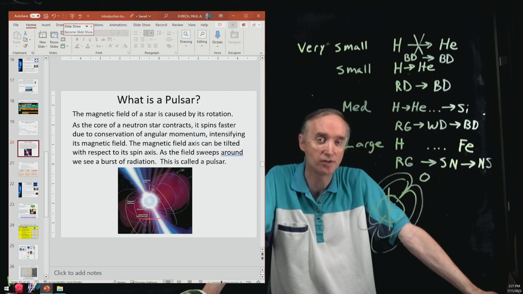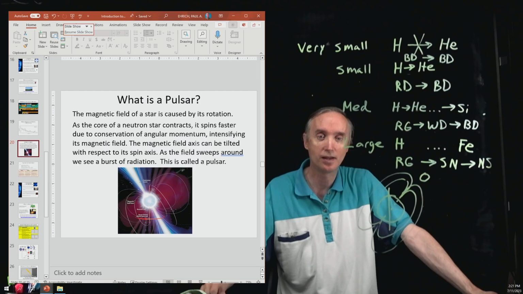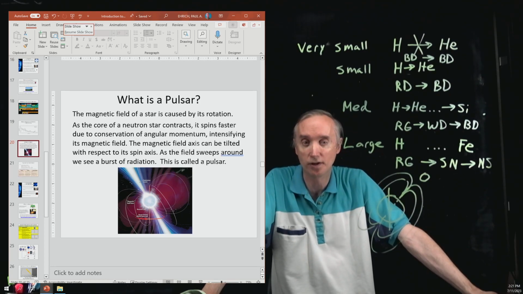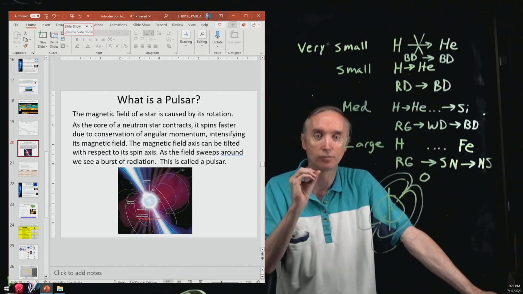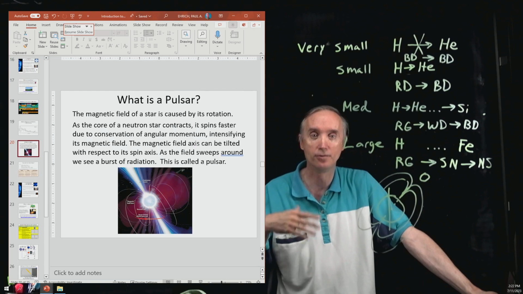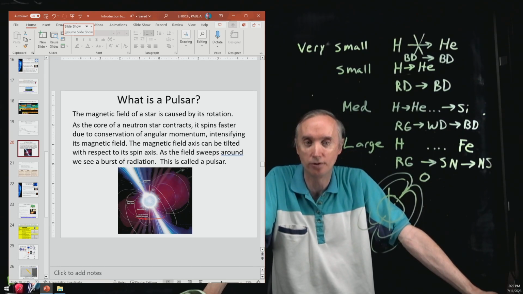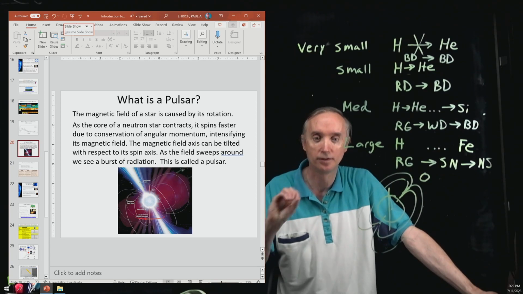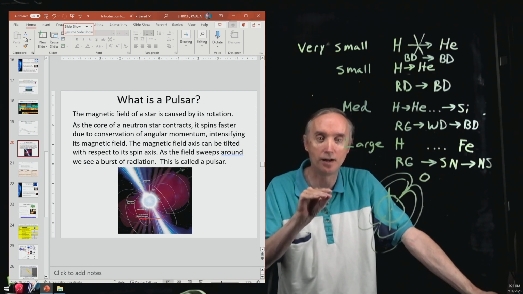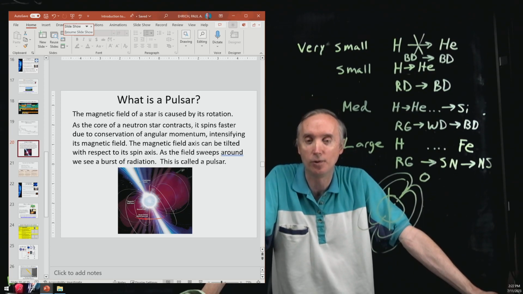Now, when astronomers first saw this, they said that it was aliens trying to communicate with us, because we were seeing these flashes of radio waves. They were pulsing, so we called them pulsars. But then we noticed the conversation was pretty boring. So it was dot, dot, dot, dot, dot, dot, dot. So it wasn't Morse code or anything like that.